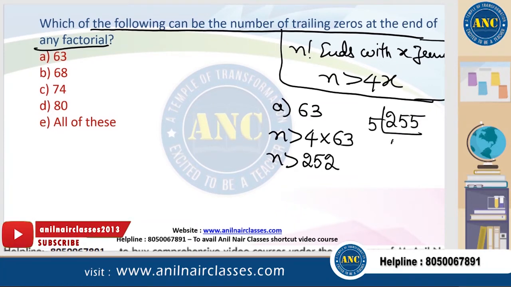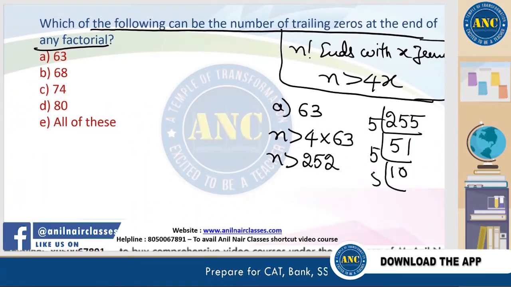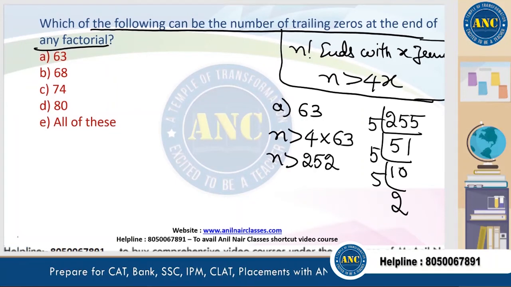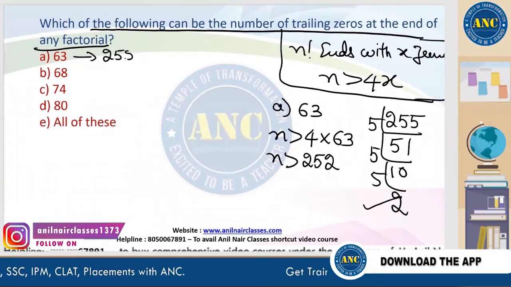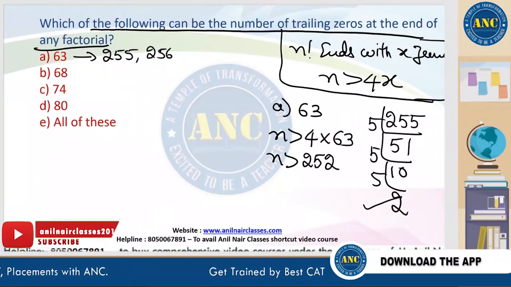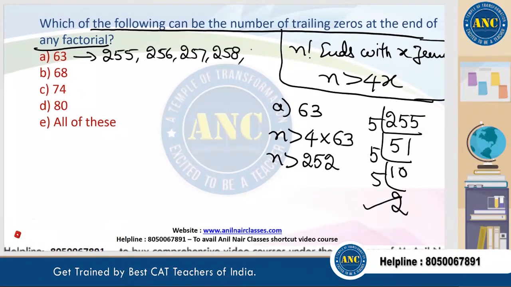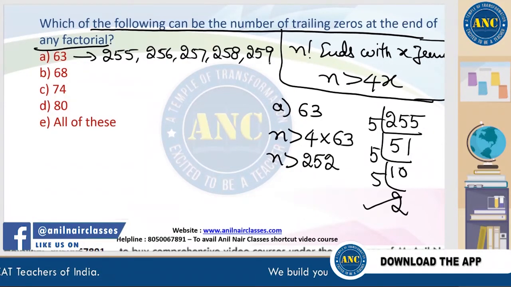255. 5 5s are 25, 5 1s are 5, so 10s are 5, 2s are 51 plus 1, 61 plus 2, 63. It is possible. That means this is possible for 255, 256, 257, 258, 259. These are all possible.